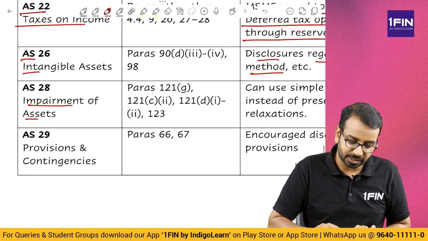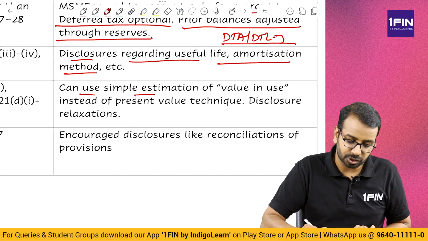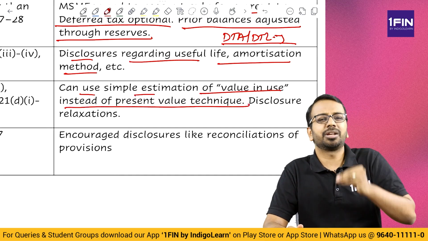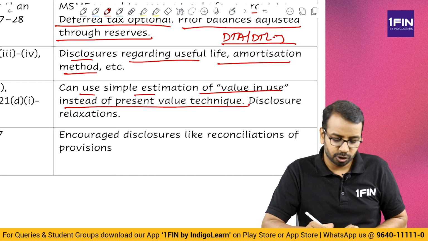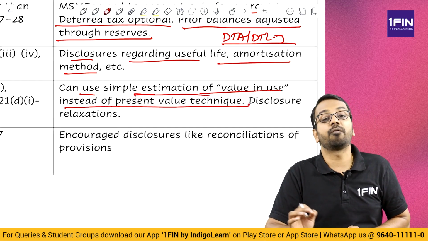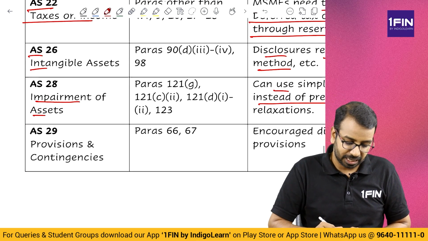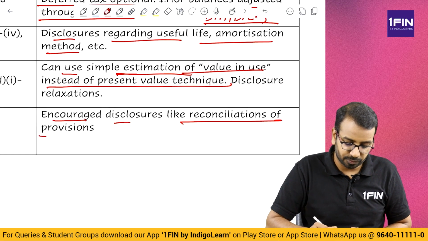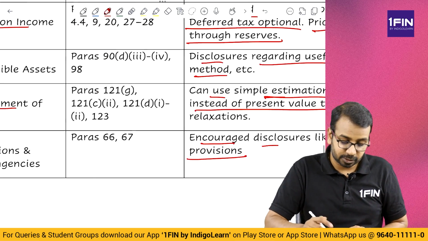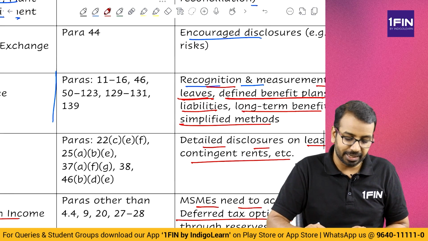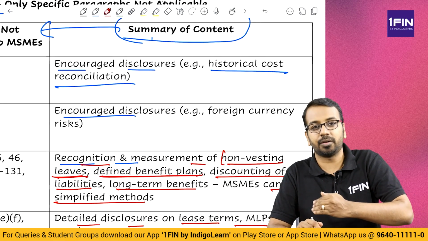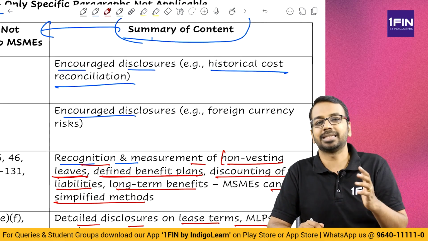On impairment of assets, you can use simple estimation of value in use instead of present value technique. So, no need to calculate in detail what is the present value and all of that. You can use a simple estimation of value in use. And under AS 29, additional encouraged disclosures like reconciliation of provisions need not be given. These paragraph numbers I have given here, again, no need to remember them. Just read through this summary part of it. That is more than sufficient for the examination.